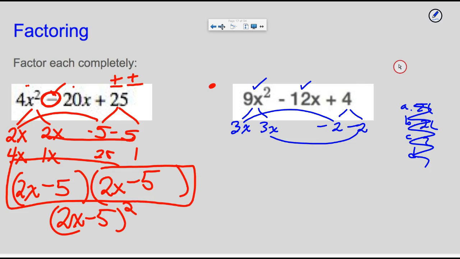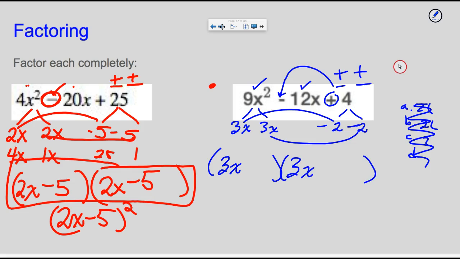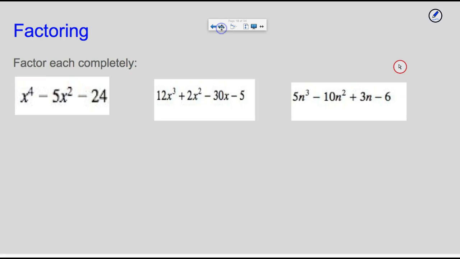And again, I knew I had to have the same sign because it ends in a positive. And then I'm choosing the negatives because of this one. So I'd have a 3x and a 3x. I'd have a minus 2 and a minus 2. And that might be written, I don't know, as 3x minus 2 quantity squared. I'm not quite sure how they'll write that one for you.